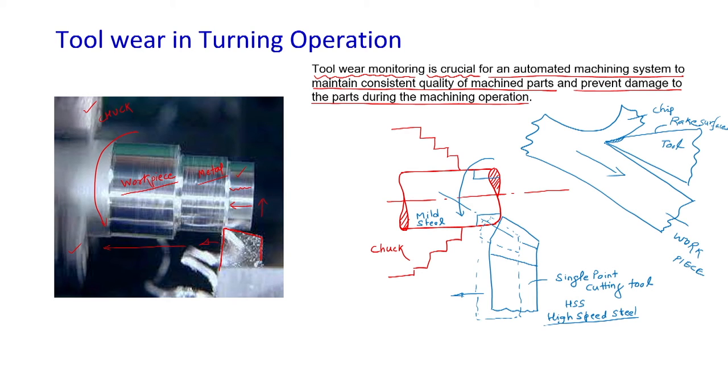There is also a bottom surface of the tool which is in contact here as well. So here also there is wear and tear of the surface. This is called the flank, the flank surface or the bottom surface. Due to wear and tear of the flank surface, there is a change in geometry of the tool, and when there is a change in geometry of the tool, that is affecting the surface roughness of the machined portion.